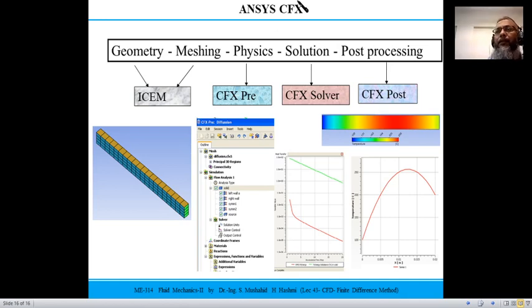So in ANSYS-CFX there are 4 software tools available to do this job. ICEM is the one that can do the geometry and meshing job, CFX-Pre can do the physics, and there is the CFX-Solver which can solve our problem. Once it is solved, it generates a result file, and when this result file goes into CFX-Post, which is a post-processing tool, we can visualize our results. So in the next 2 lectures I will show you how we can solve problems using ANSYS-CFX. This is where we finish today.